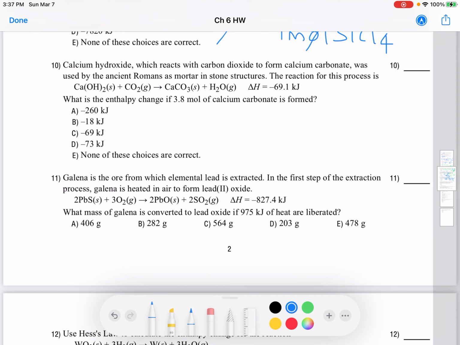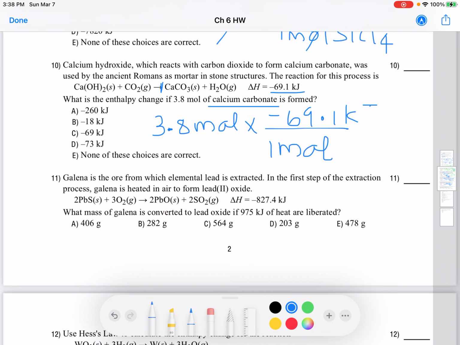Now let's look at whether the reaction given is balanced. We have one calcium, one carbon, and then four oxygens. It's balanced. According to the balanced equation, it's asking about calcium carbonate, so you locate calcium carbonate and there is 1 mole here. When 1 mole of calcium carbonate forms, it gives 69.1 kilojoules. So when you have 3.8 moles, you use the conversion: 1 mole calcium carbonate gives us 69.1 kilojoules, and you multiply by 3.8 to find the enthalpy change. That's how you would do that.